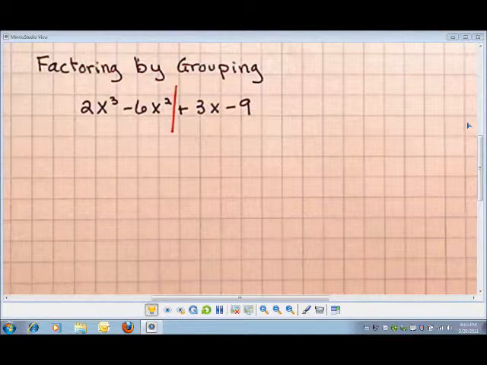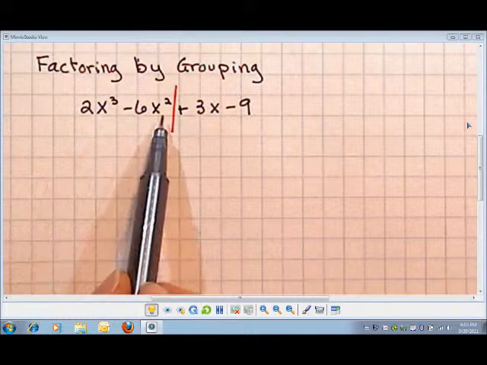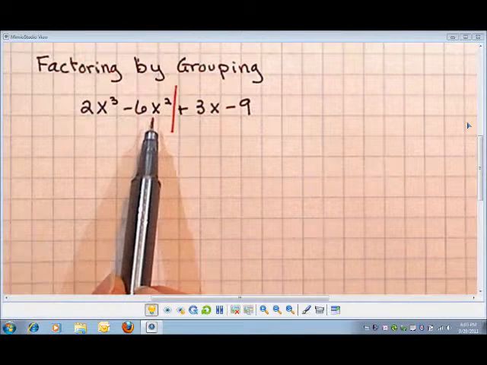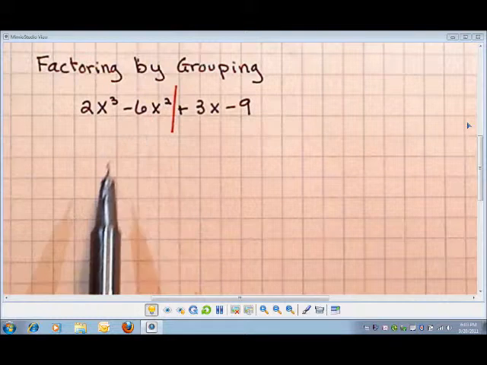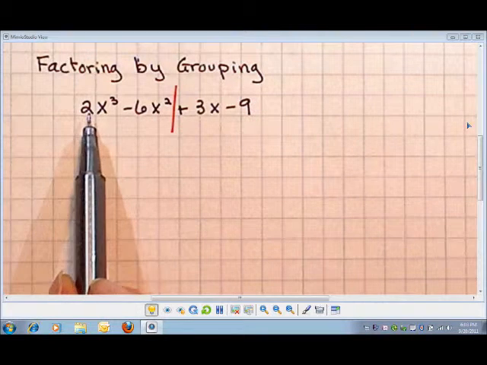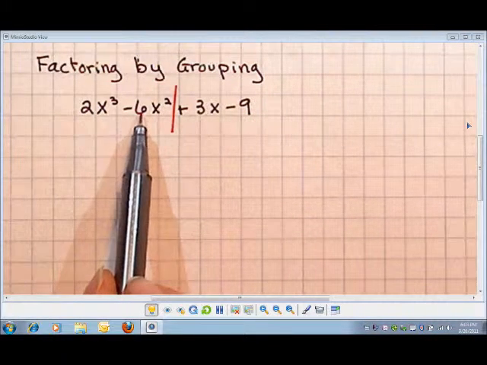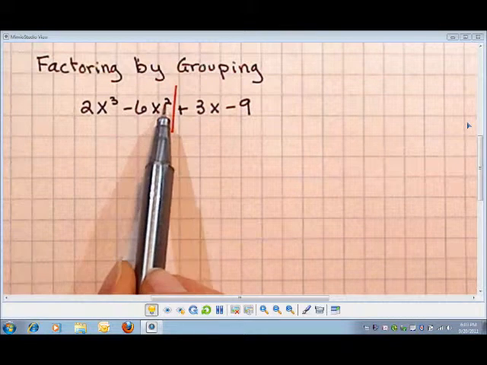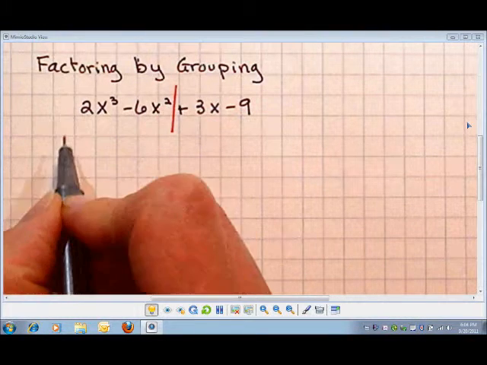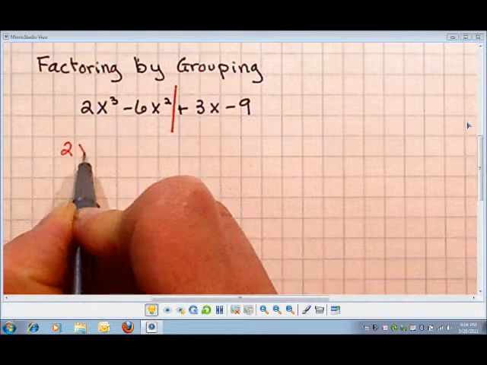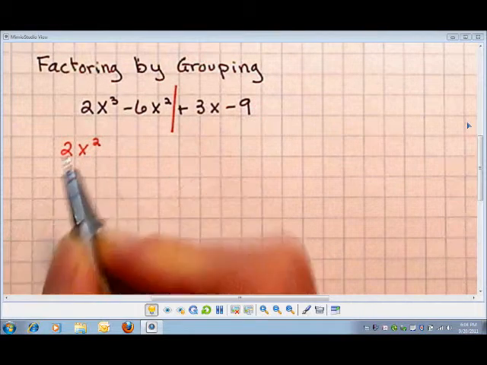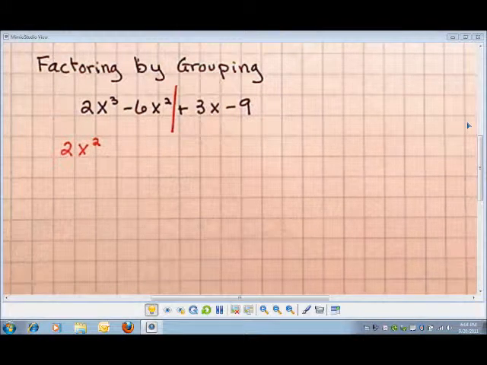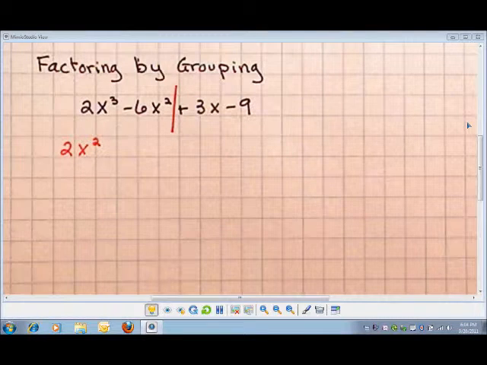Then we're going to look at our first group and ask ourselves, what can be factored out? What do they have in common? Well, I can factor a 2 out, and I can also factor out an x squared. So I'm going to write 2x squared. That can be factored out of both terms.